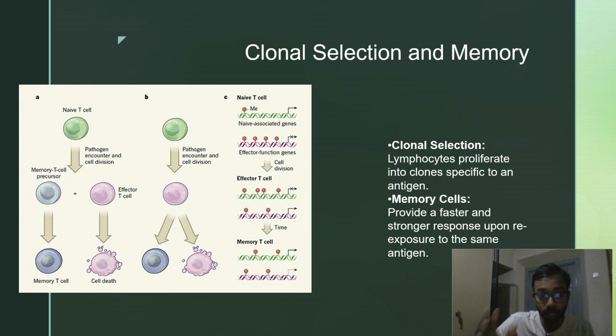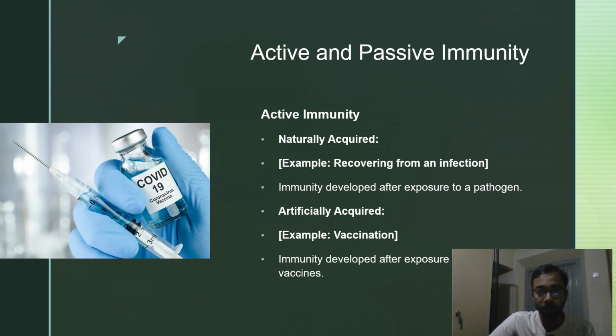But here, if you are exposed for the second time to that same virus, these memory cells provide a faster and stronger response. So that is how these memory cells are working. That is about the innate and adaptive arms of our immune system. Now let's move on to two other categories of immunity known as active immunity and passive immunity.